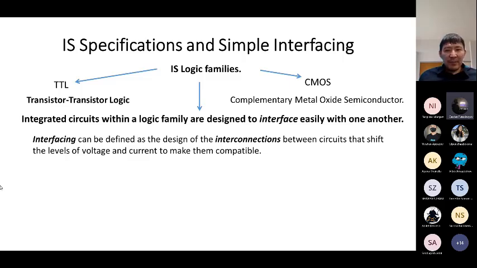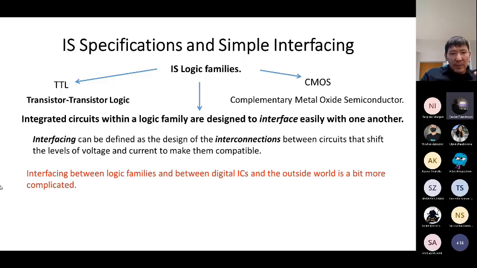Because the parameters of two devices can be different, voltage, current, and other things, and we need to come up with some circuits that will actually make sure that voltage and current are compatible. Compatible in Russian means сопоставимый, да?